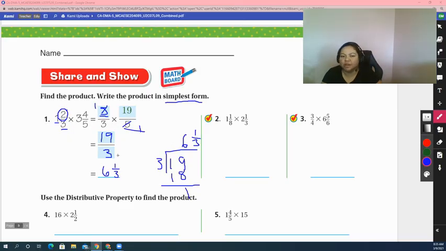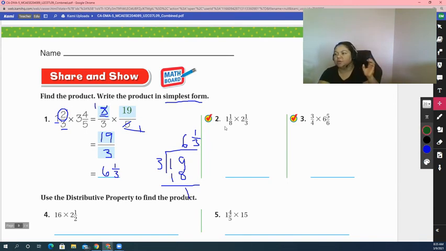Okay, let's go ahead and do one last problem. Number 2, we have 1 and 1/8 times 2 and 1/3. They are mixed numbers, so we need to rewrite these as a fraction. So how do we do that? Remember, multiply the whole number times the denominator. That's 1 times 8 is 8. Add the numerator, that's 9. That's 9/8.